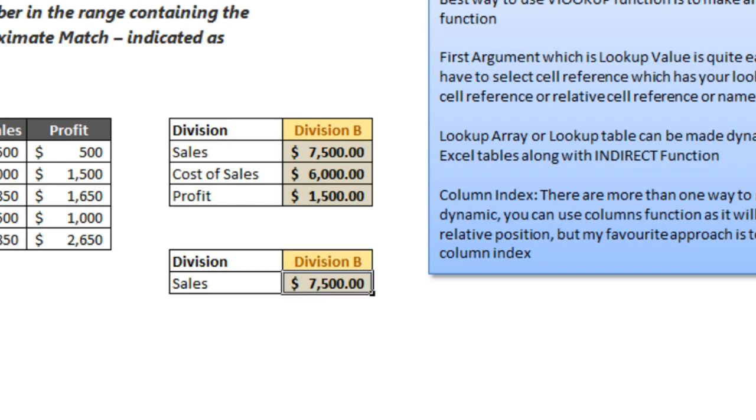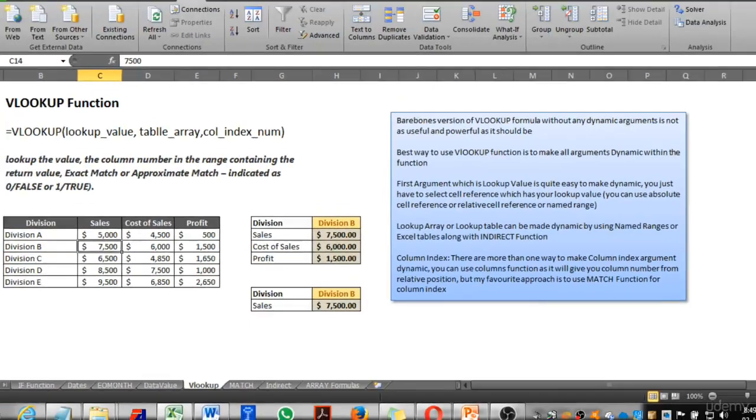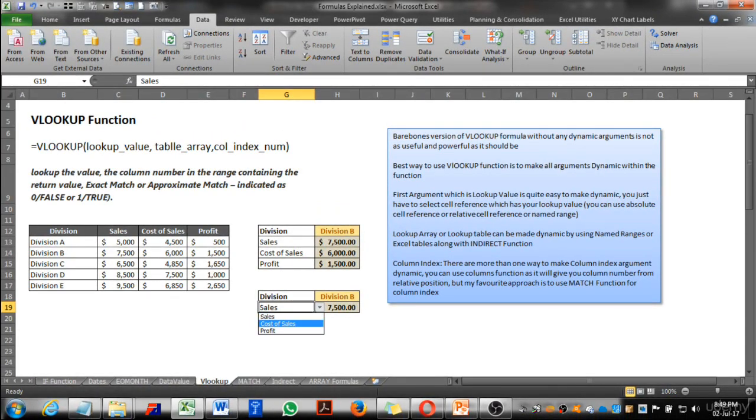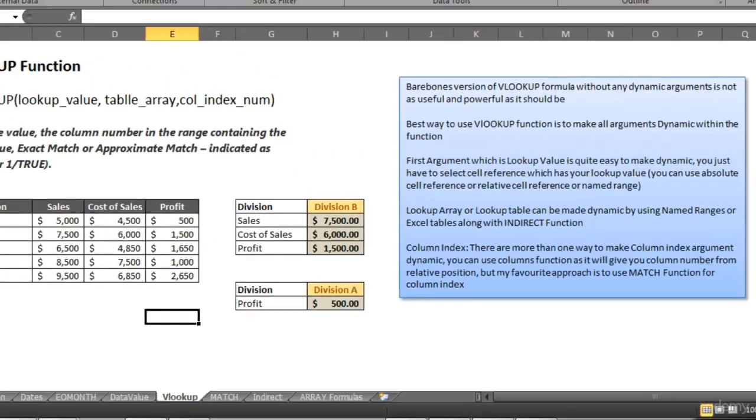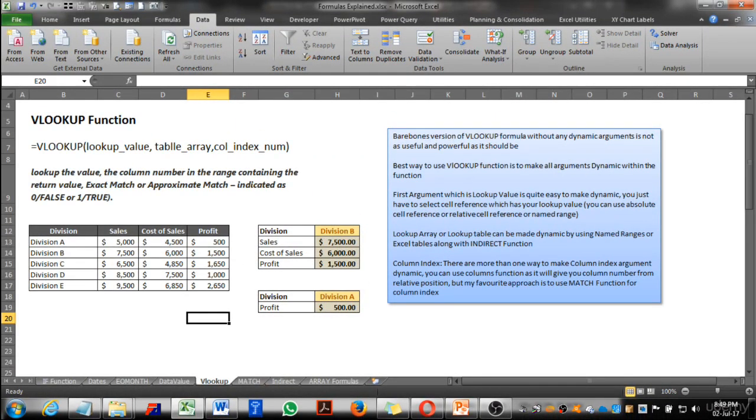Now I got 7500 sales KPI for division B, which is correct. You can see here. But now the best thing is if I change to cost of sales, I get 6000 for division B, which is correct. Similarly, if I select profit and division E, I get 2650, which is correct. And if I change to division A, I get a profit of 500, which is correct. So this way you can make the VLOOKUP formula more powerful with the help of the MATCH function in this kind of scenario. I'll be going through a more complex version of VLOOKUP again.